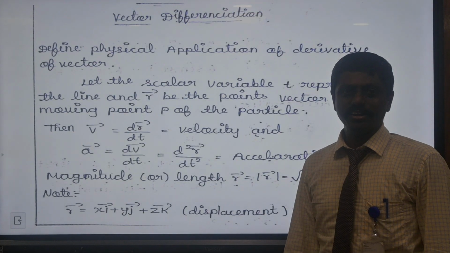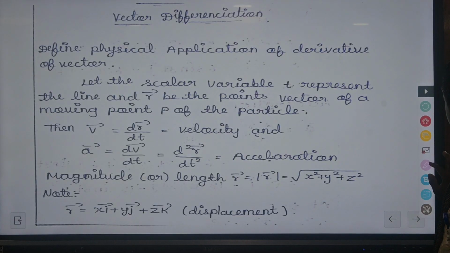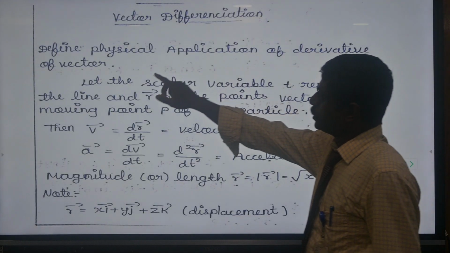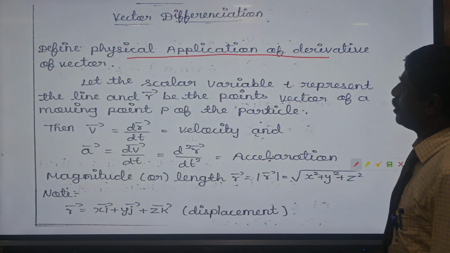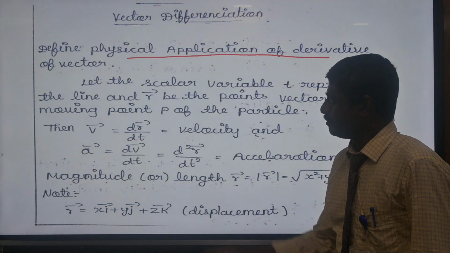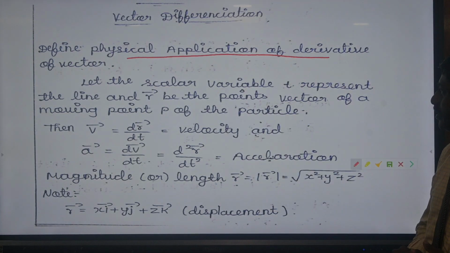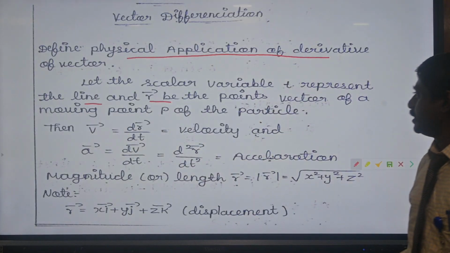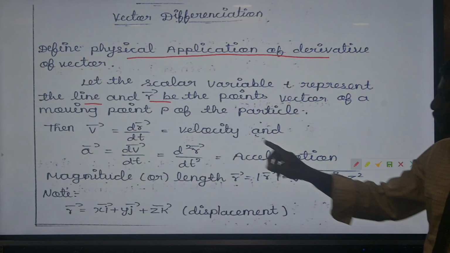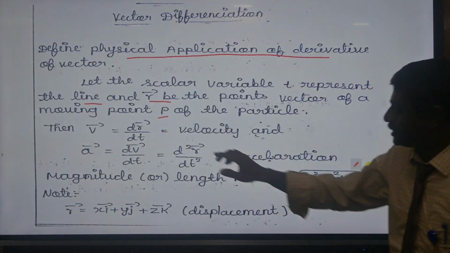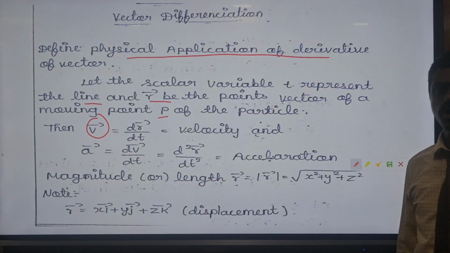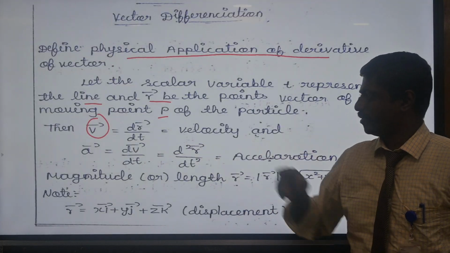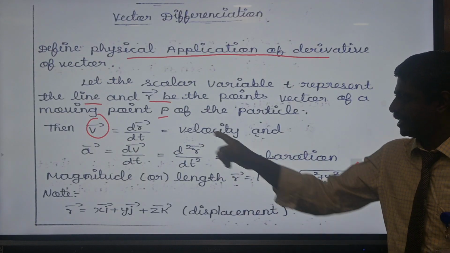What is vector differentiation? Define the physical application of the derivative of a vector. First, let the scalar variable t represent time. R vector is the position of a moving point P. This is the notation. When you differentiate r by t, dr by dt, we get the velocity.